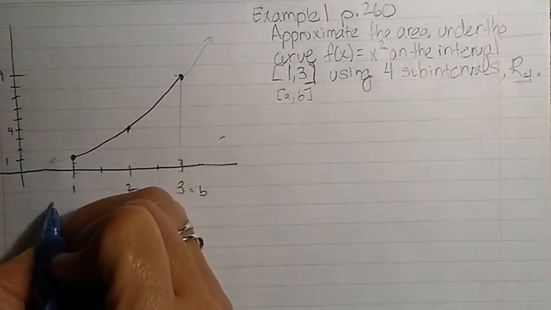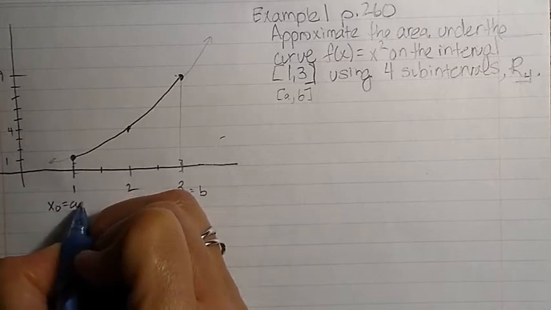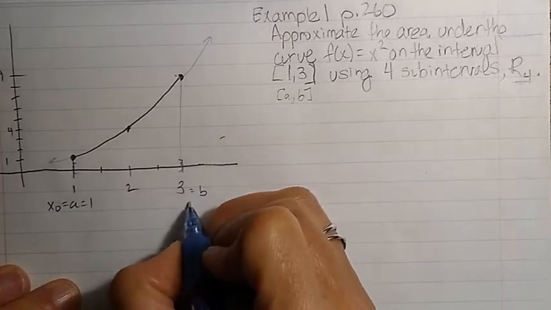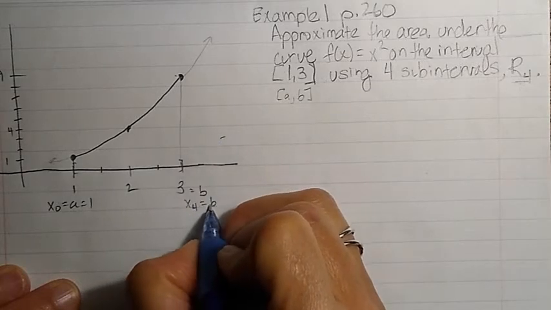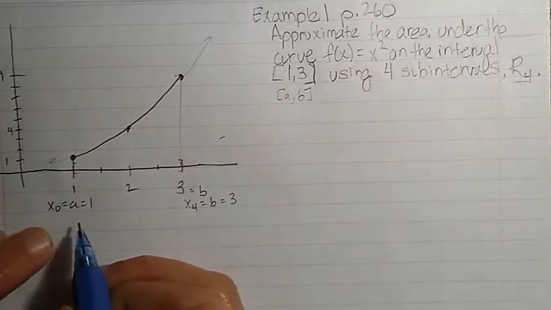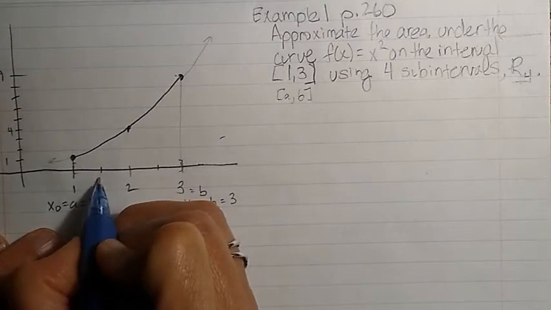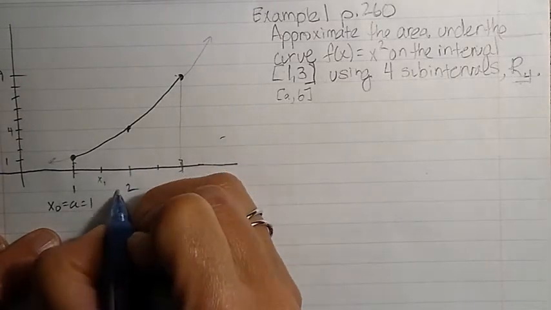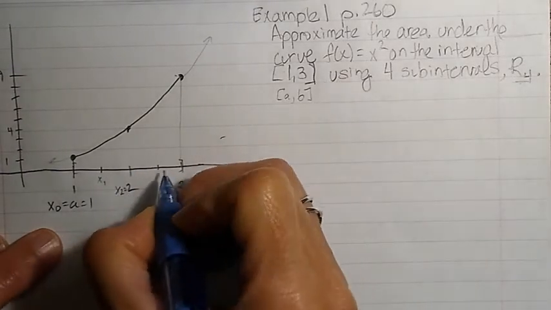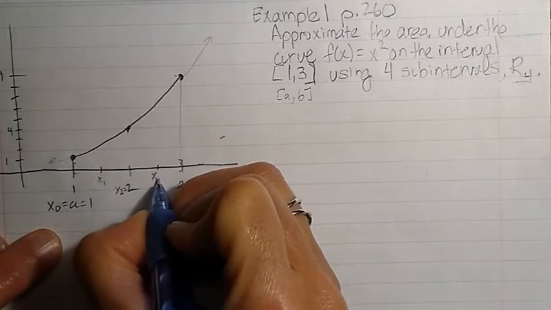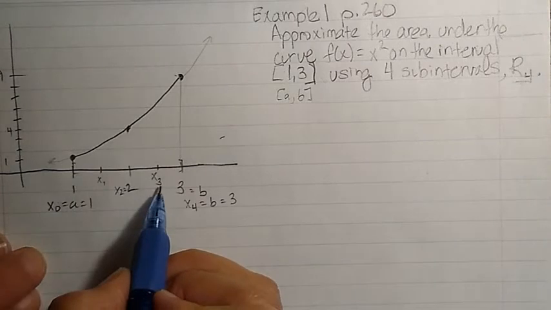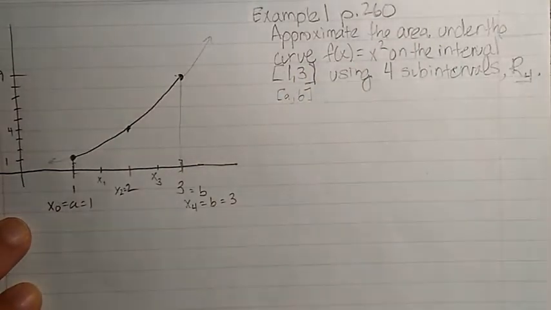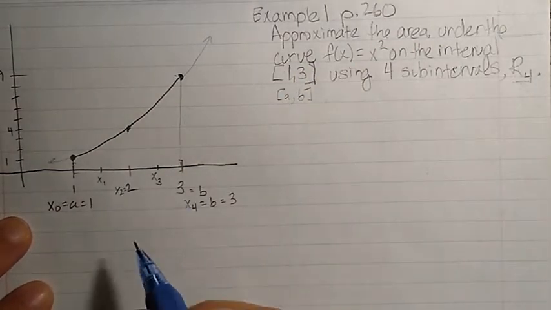So x naught is A, which is 1 here. x4 is B, and that's 3 here. And then what would x1 be? That's this guy right here. And x2 is 2. And here's x3. And so we just need to figure out x1 and x3. We need to figure this out in this example.